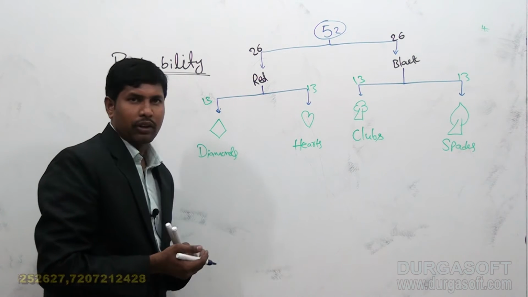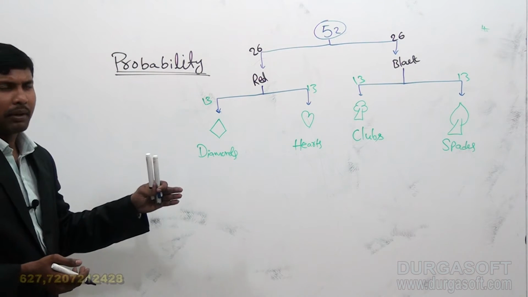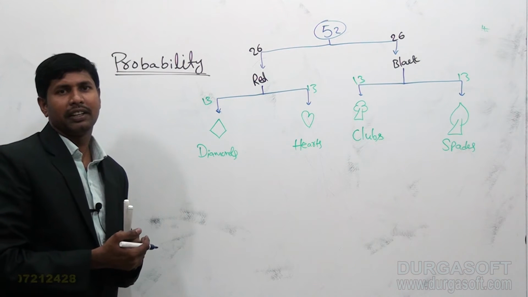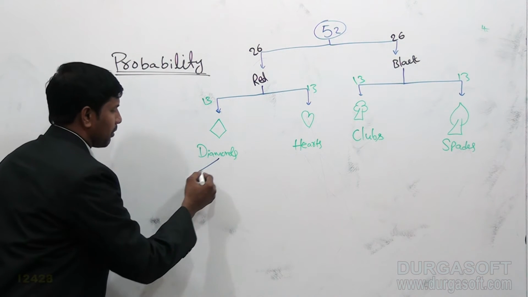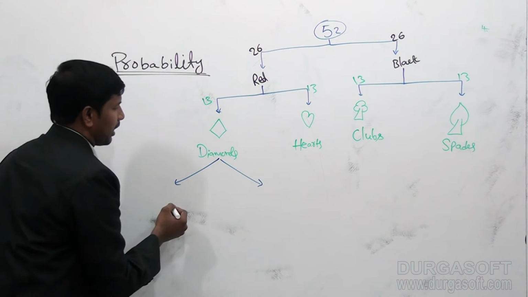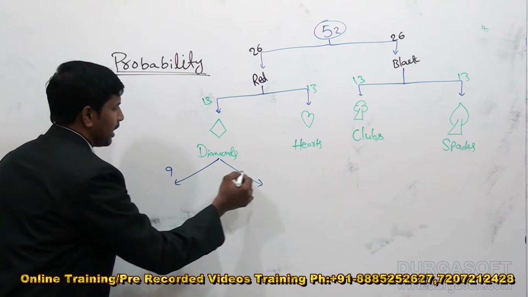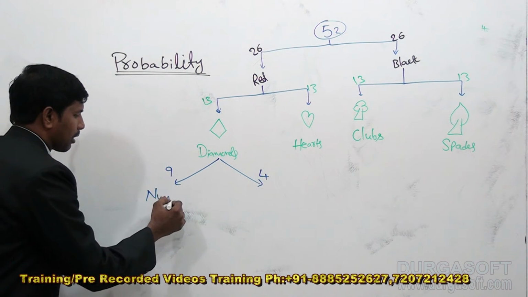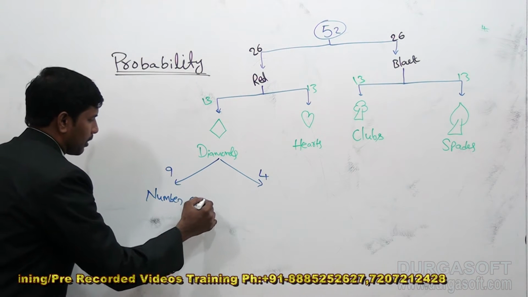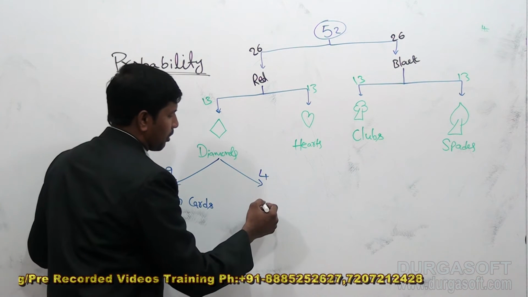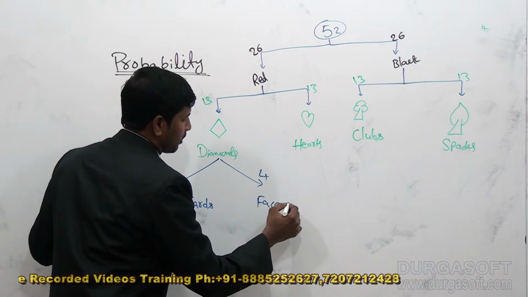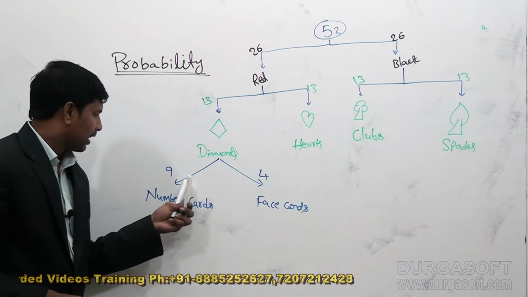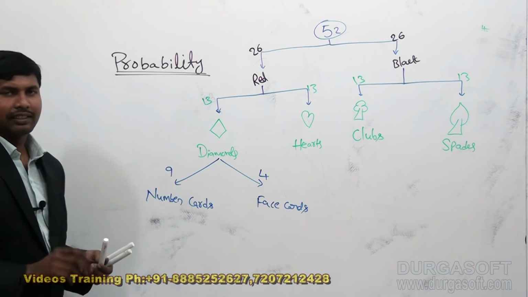Now there are four types. Consider any type which has exactly 13 cards, and those 13 cards are divided into two different groups. Suppose I take diamonds, again divided into two groups: it has 9 and it has 4. So these 9 are called number cards, and these 4 are called face cards. So 4 are face cards, 9 are number cards in each group of 13.